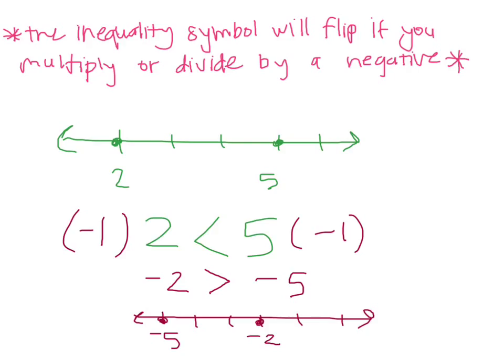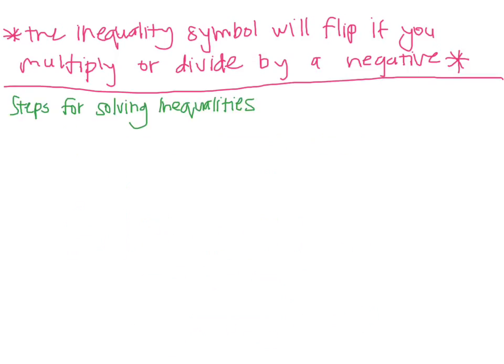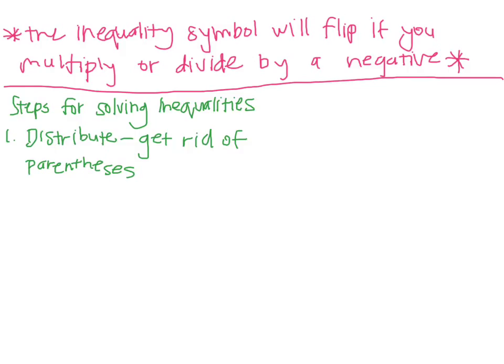So let's take this one exception and go on and actually solve a linear inequality. The steps for solving inequalities are almost the same as solving a linear equation. So step 1, we are going to distribute so we can get rid of the parentheses. So let's say I'm starting out with -2 times the quantity of x minus 1 plus 4 is greater than 18.